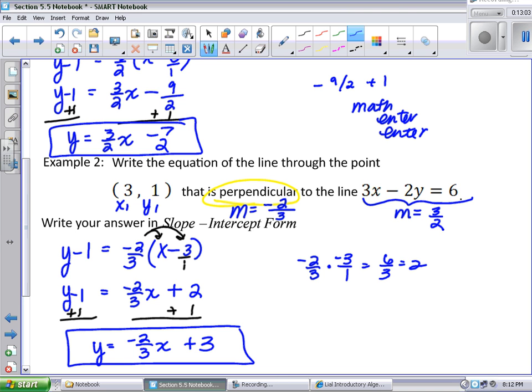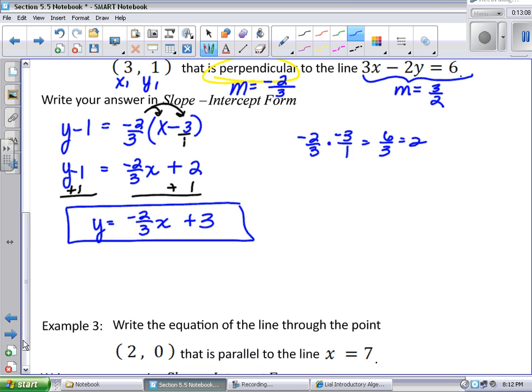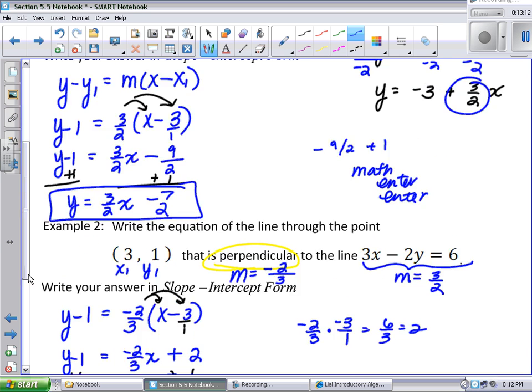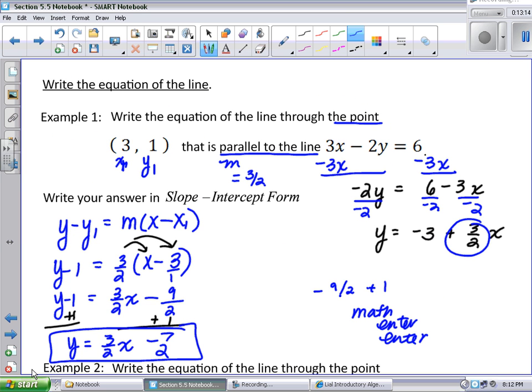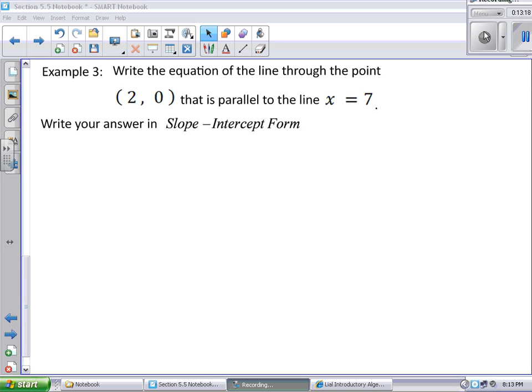We've got one last example for you. Example number 3, and clearly I need more space here. Come on. It's not wanting to go. All right, I got it to come up.